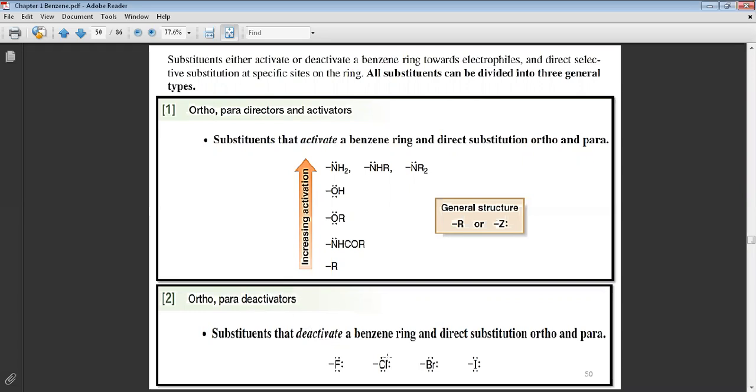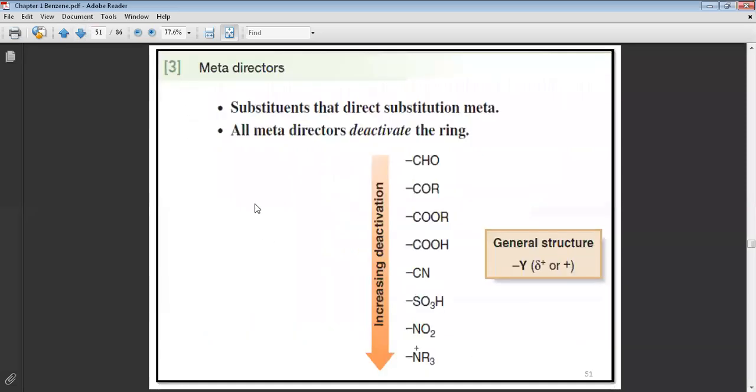Deactivator. But the orientation remains ortho-para, the same for this group and this group. All the halogens are ortho-para directors, but deactivators. Now the final, third family is the meta directors.